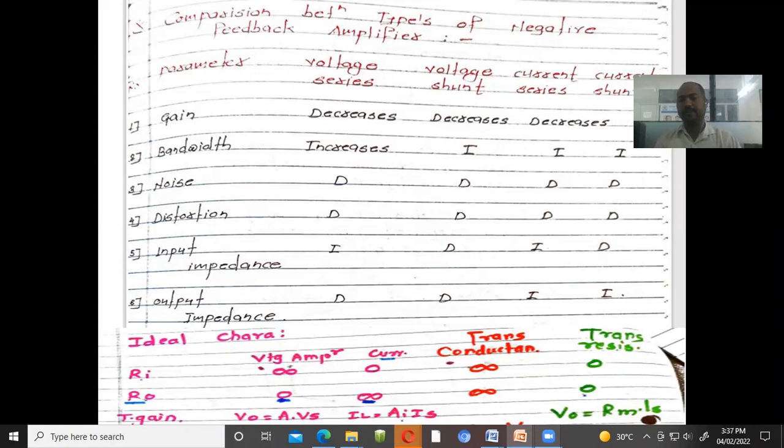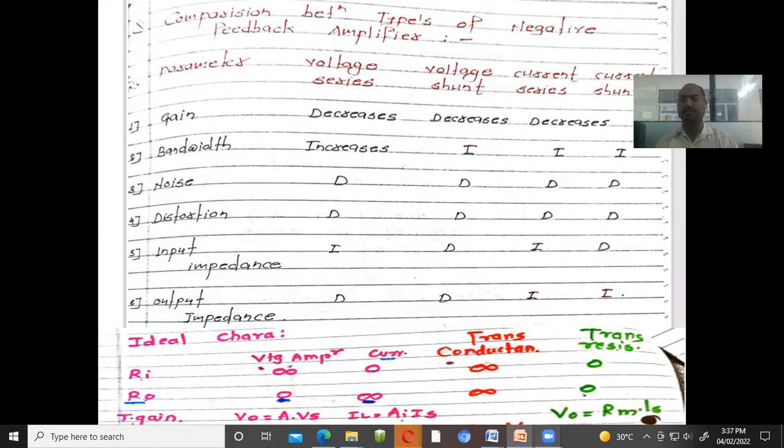Good afternoon, everybody. In the last lecture, we saw the comparison between types of negative feedback. Basically, we know that there are two types of feedback, positive and negative feedback. Positive feedback increases the gain of the amplifier, but the gain is not stabilized. That's why we don't prefer positive feedback for an amplifier. It is used for oscillator applications, that is, sine wave generation.